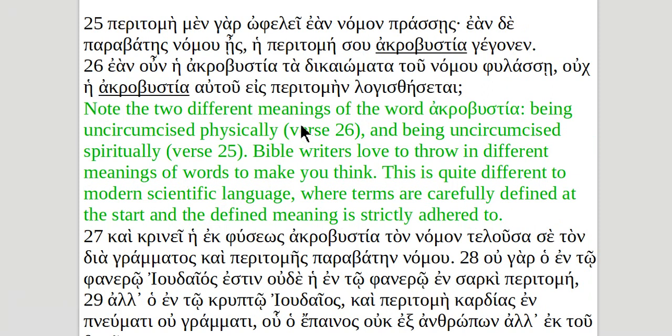Now here in verse 25 and 26, note the two different meanings of the word akrobustia. In verse 26, it's being uncircumcised physically, but in verse 25, it's being uncircumcised spiritually. So it's talking about a Jew in verse 25, a Jew who is circumcised physically, but he's uncircumcised in the real, deeper sense, what the Old Testament itself calls circumcision of the heart.